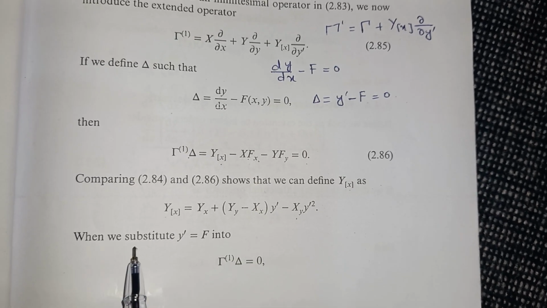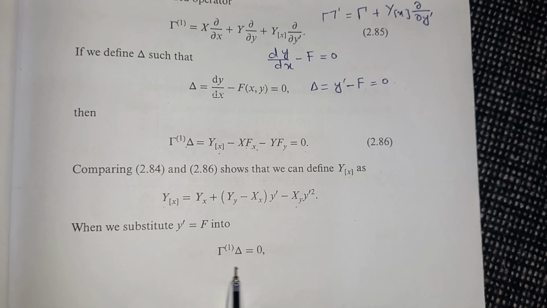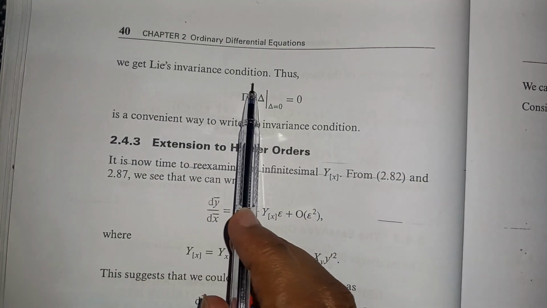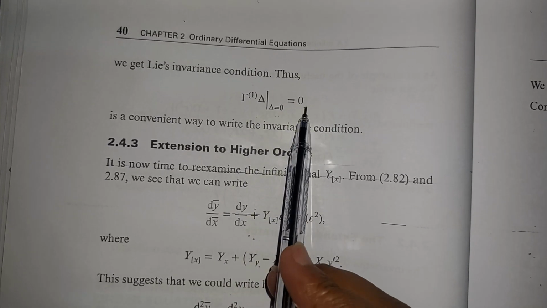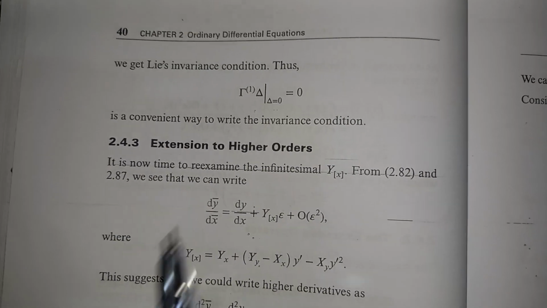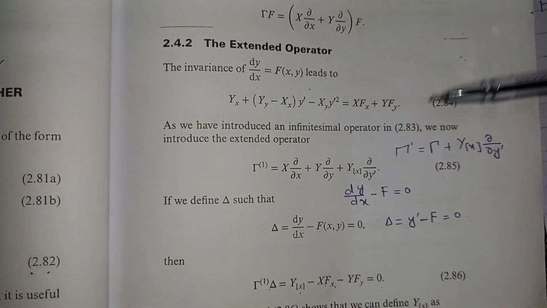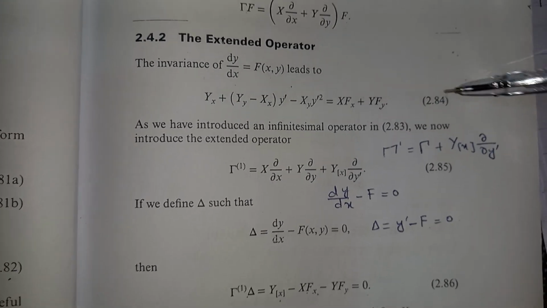Now students, we simply substitute the value of y prime equal to f into gamma 1 of delta equal to 0. So in this way we will get the least invariance condition, and we will set gamma 1 of delta at delta equal to 0, that is equal to 0, and it is a convenient way to write the invariance condition. Okay. Now students, the crux of this lecture is that in the previous lecture we defined the least invariance condition in the extended form, that is given by this one.